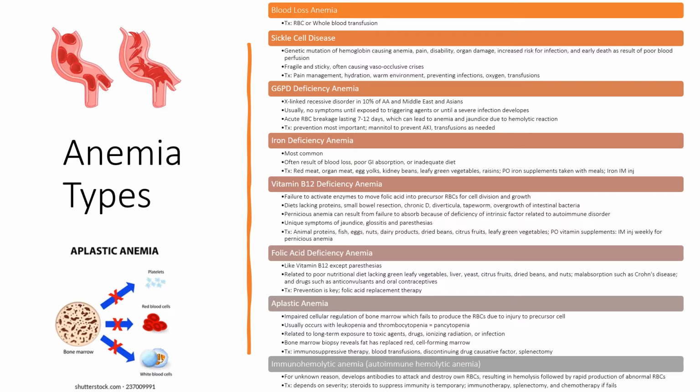The next type of anemia is sickle cell disease. Sickle cell disease is different from sickle cell trait. It is a genetic mutation of the hemoglobin causing anemia, but just because you have the trait does not mean that you have the disease. A trait is the genetic predisposition that they carry, but it is not active in their body.